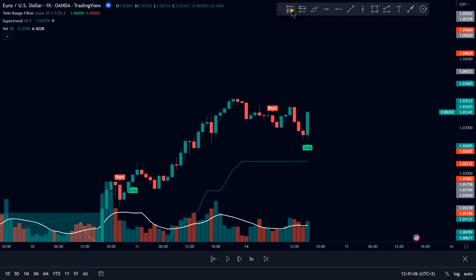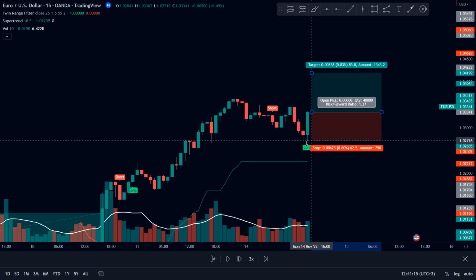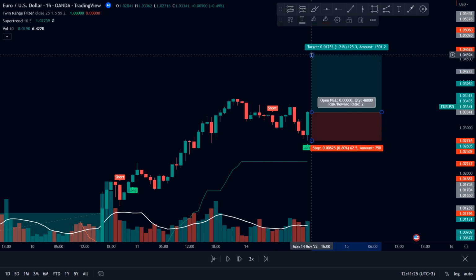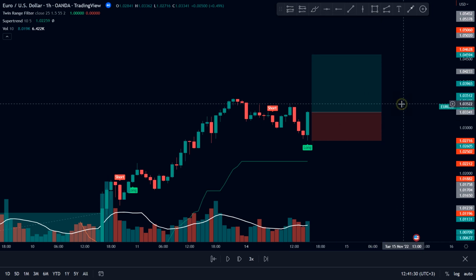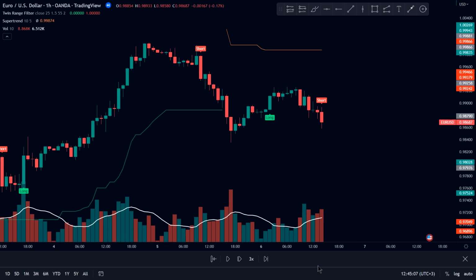We enter a long trade here, set our stop loss below the most recent swing low, which is this one right here. And for the take profit, we're gonna set it at 2 times the risk. We let this trade run and hit full TP. We're gonna do the exact opposite when entering short trades.